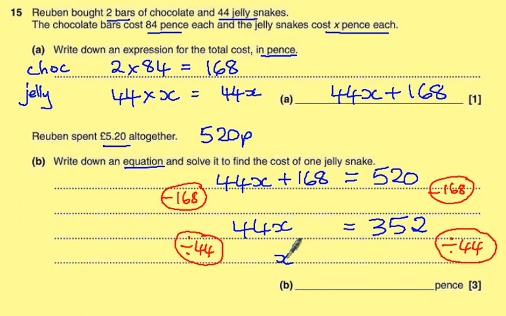So x, the cost of the jelly snake, is equal to 352 divided by 44, and that is equal to 8. So the cost of our jelly snake is 8 pence.